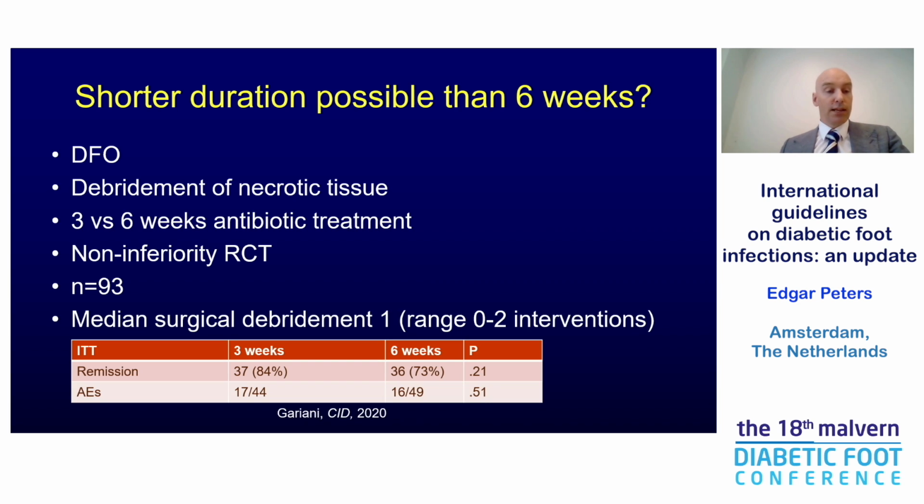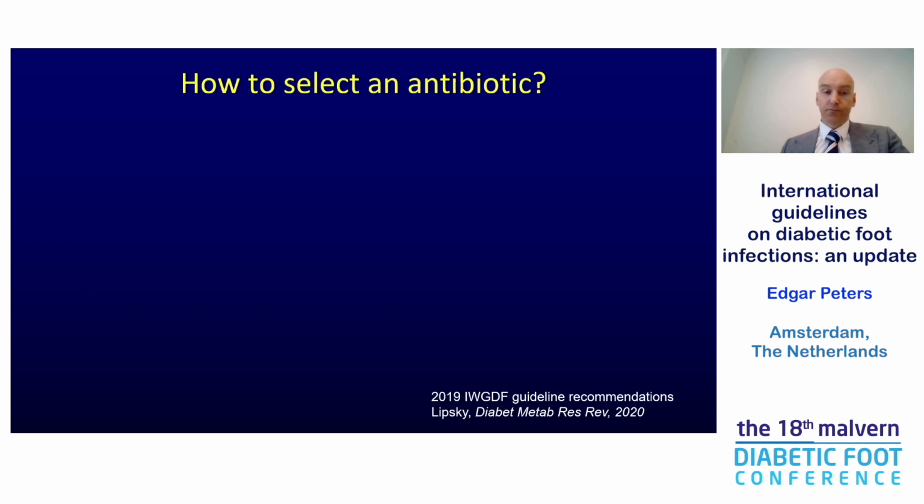And the results in the intention to treat analysis were that after 3 weeks, 84% was in remission. 84% was in remission in the 3-week antibiotics group, and in the 6 weeks group, 73% was in remission, which was not statistically significant as a difference. The amount of adverse events were approximately similar in both groups. So that probably means that we still treat patients with antibiotics for too long.